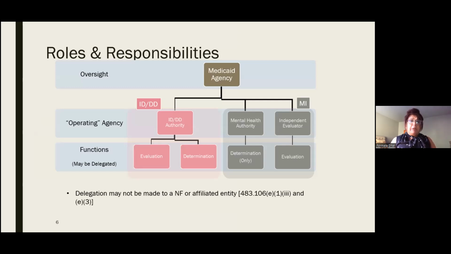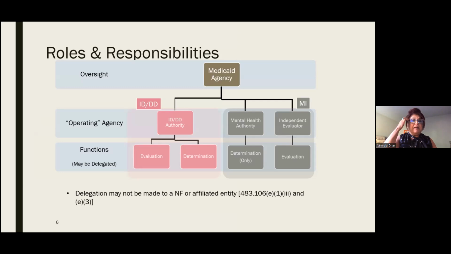So in Oregon, the oversight is provided by the state Medicaid agency, which is what? Oregon Health Authority. Oregon Health Authority is the state Medicaid agency. How have we operationalized PASRR?